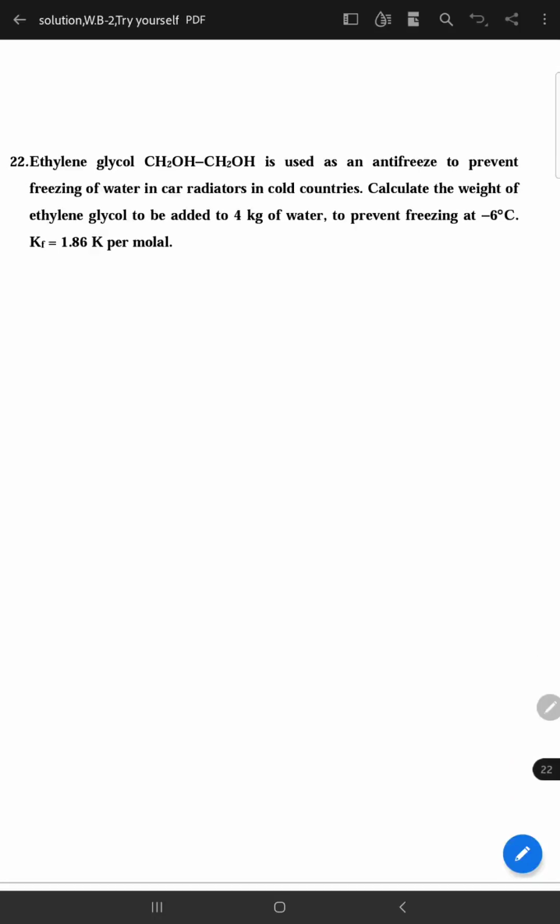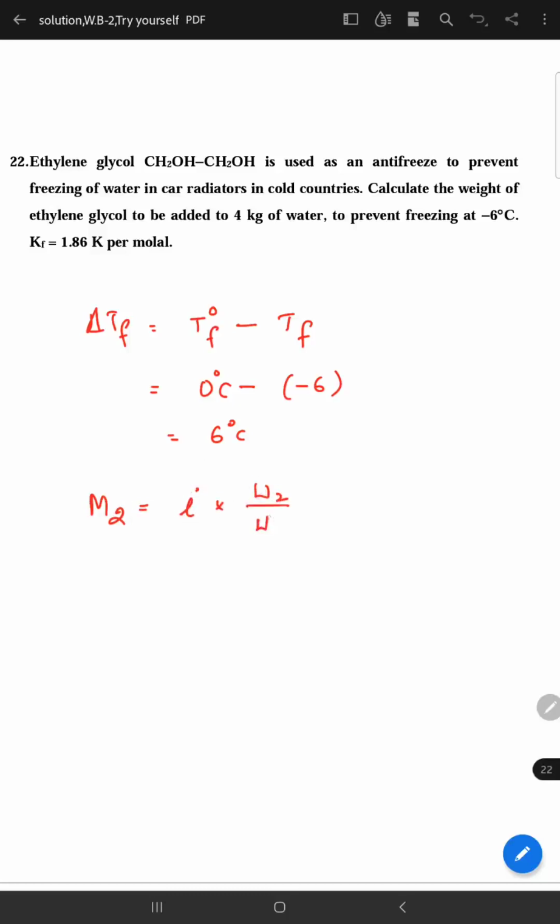So you read this. First you can find out delta TF by the given data. This is given by T naught F, that is freezing point of solvent minus freezing point of solution. So solvent is water, so 0 degree Celsius minus of minus 6 degree Celsius they have given. So it becomes 6 degree Celsius, that is delta TF. So now you can use the formula. Molar mass is given by the formula I into WO2 by WO1 into KF into 1000 into delta TF.